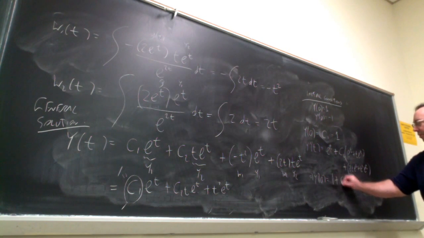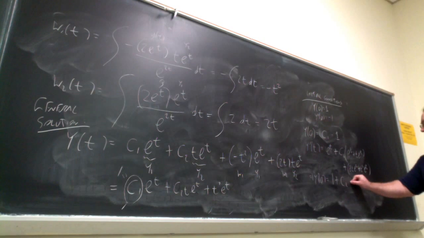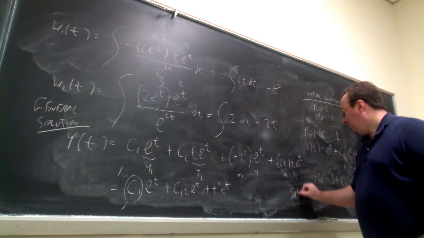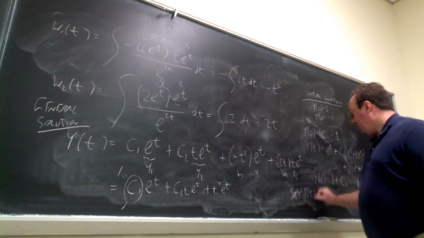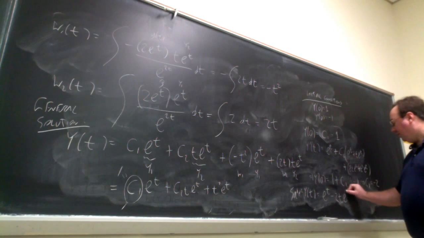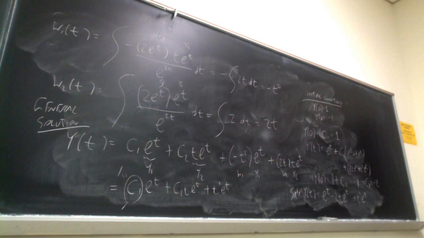C2. Yeah, because that are all going to go away when you plug in t equals 0. And that must be equal to minus 1. So C2 is minus 2. Okay, so now we can write down the final solution. So y of t is e to the t minus 2t e to the t plus t squared e to the t.